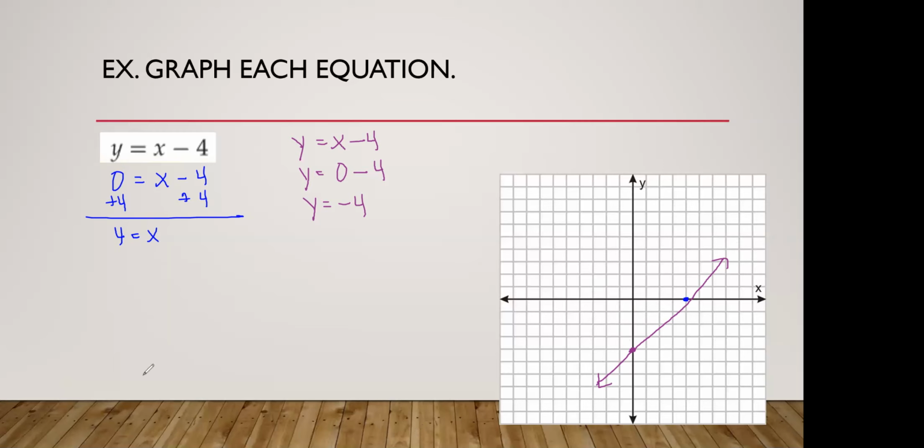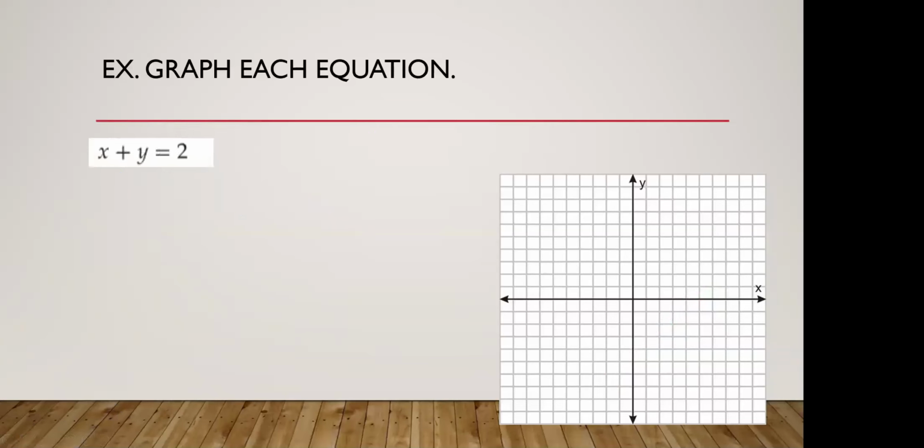All right, so now let's go on to the next example. It says x plus y is equal to 2. Again, I'm going to first find my x-intercept, so I'm going to let y equal 0. So x plus, instead of y, I'm putting 0. So x plus 0 is just x. So x is equal to 2. I'm going to put a point at +2 on my x-axis.